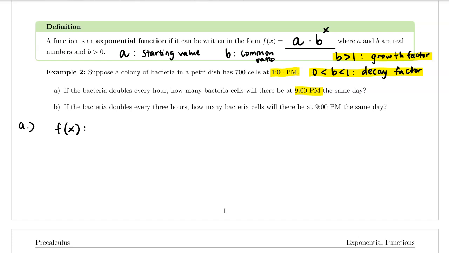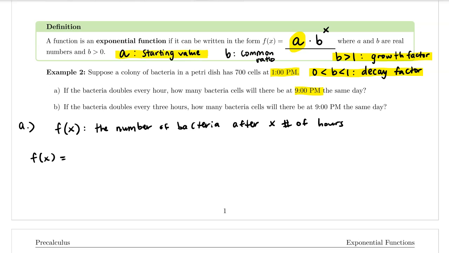So again, f of x represents the number of bacteria after x number of hours. So f of x equals, we have a starting value. So remember a in our formula, a is referred to as the starting value. And so in this instance, our starting value is 700. That's how many cells we're starting off with. And then we know that it's doubling, so our growth factor is going to be the value 2. And our exponent is just going to be x because it doubles every hour.